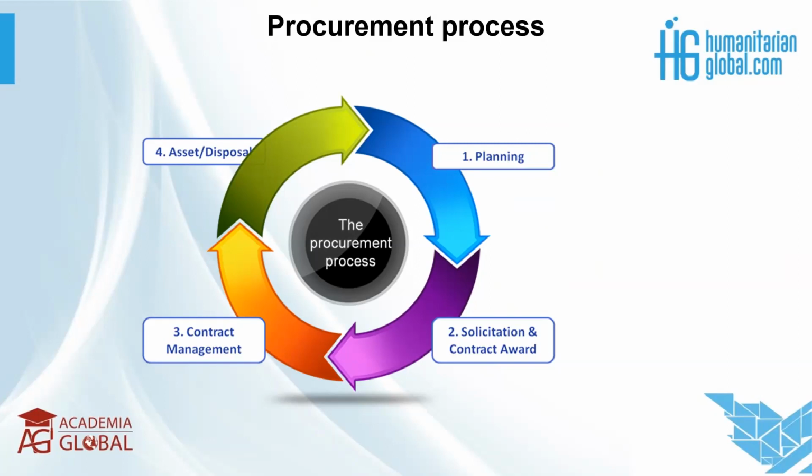And the final one is asset and disposal, because when you buy, you also need to think about the end of life of that product or that service: how are you going to dispose of it, or how are you going to manage the reverse logistics part of it. So it's a whole process that goes through four main cycles, and there are many things around it.